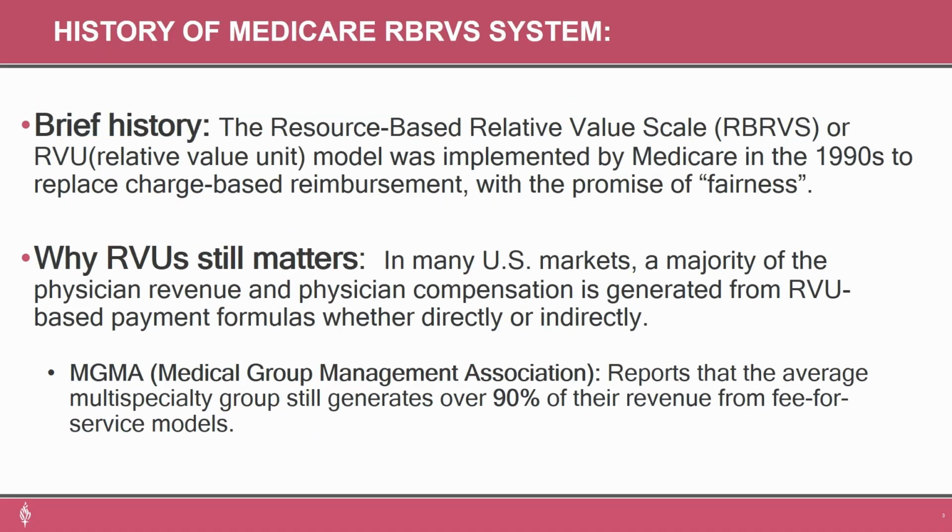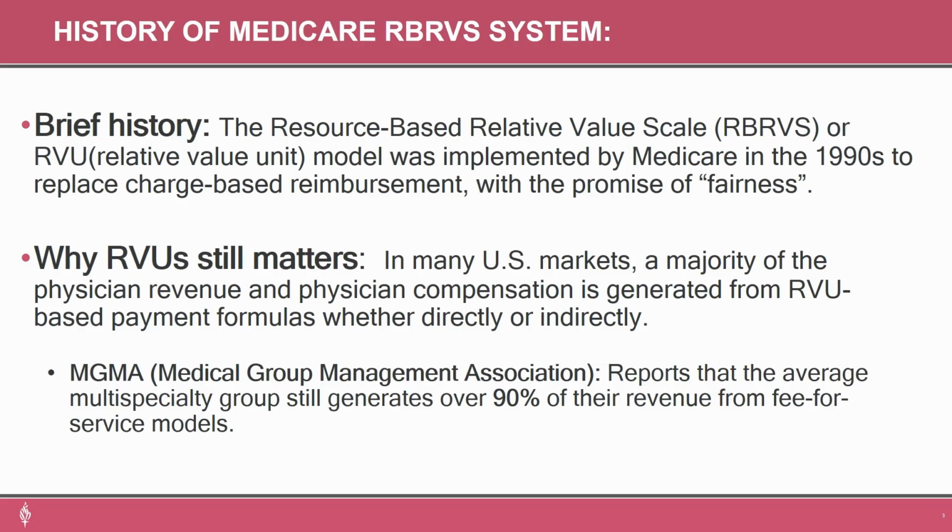Let's get started with a brief history of the RB-RVS system. The Resource-Based Relative Value Scale, RB-RVS for short, or RVU Relative Value Unit Model, was implemented by Medicare in the 1990s to replace charge-based reimbursement with the promise of fairness.